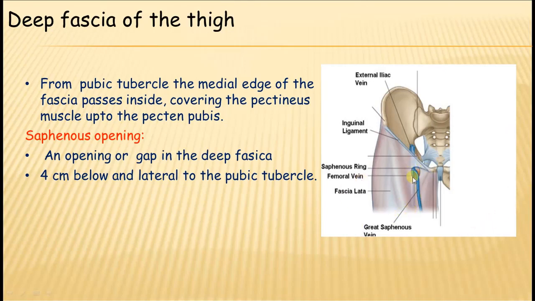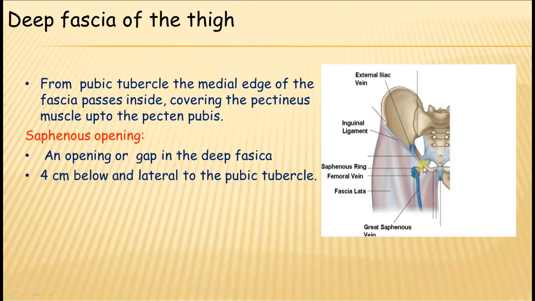Mainly it is done in the femoral triangle. You identify the femoral nerve, femoral artery mainly, and what happens, a cannula is injected into the femoral artery and then the embalming fluid is injected. It's a combination of formaldehyde and some amount of glycerin and alcohol is also mixed along with it.